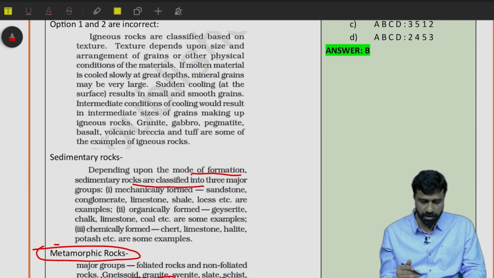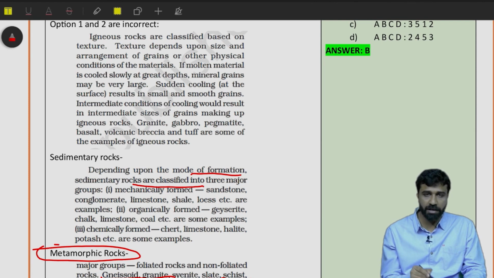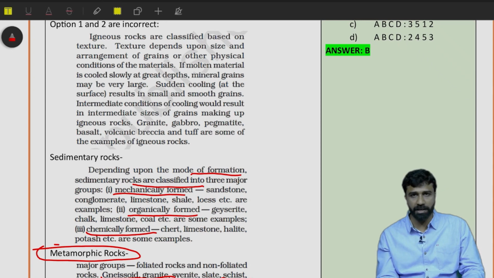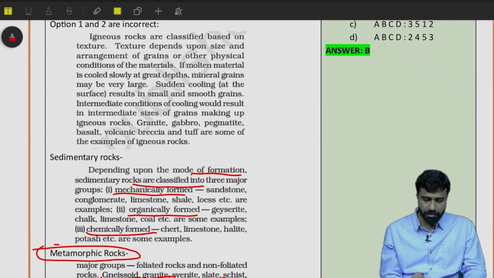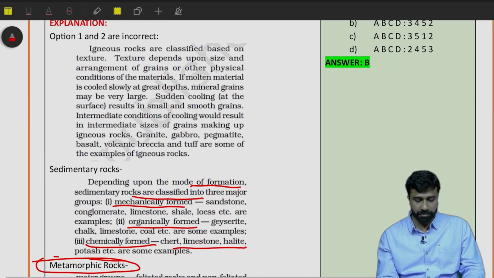Just now I told you that many questions were set and you have to do reverse engineering. That means you have to learn everything after reading an MCQ in 360 degrees. This is reverse engineering. Here you have to know the entire rock system, because the sedimentary rocks are formed out of mechanical activity, organic formation, that is biological activity, and chemically formed sedimentary rocks. These are examples of chemically formed sedimentary rocks, that is limestone, halite and potash.